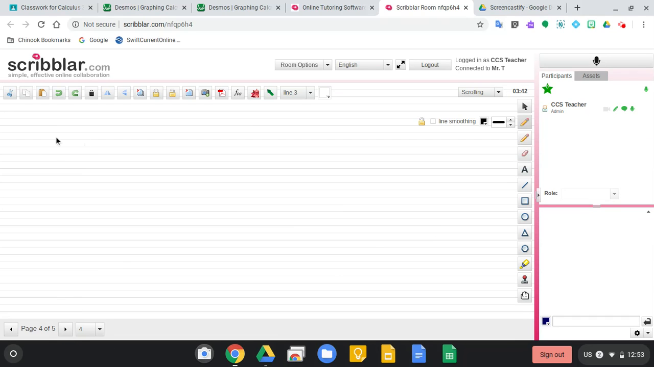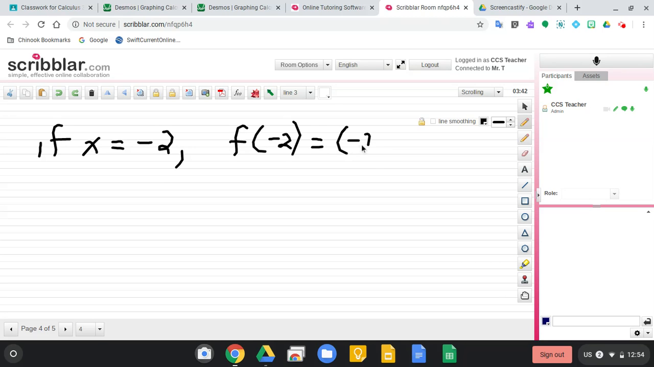So I'm going to go to a new page. If my x value is minus 2, then f of minus 2 is going to be minus 2 cubed plus 3 times minus 2 squared. Simplifying this, minus 2 cubed. Now notice I used parentheses here. I have to cube the minus sign as well.